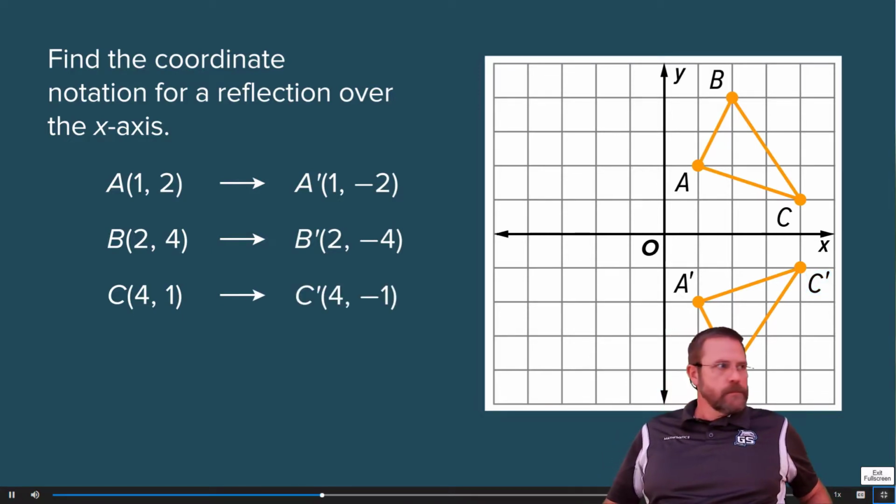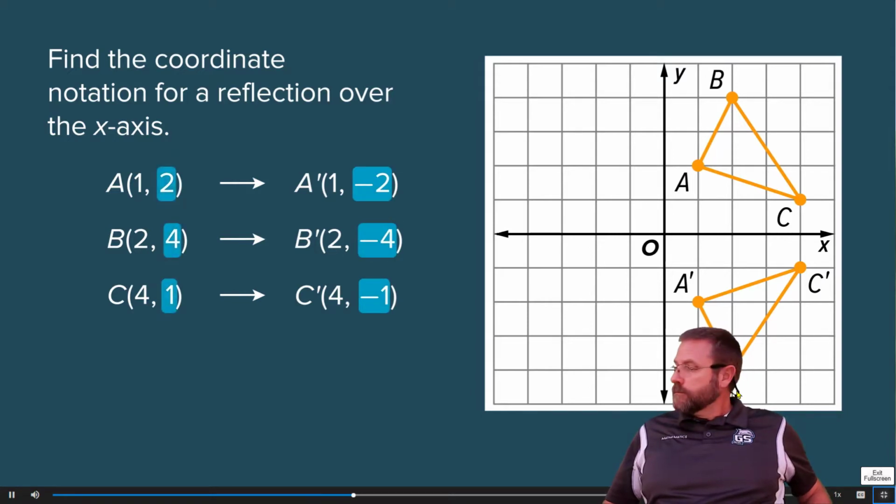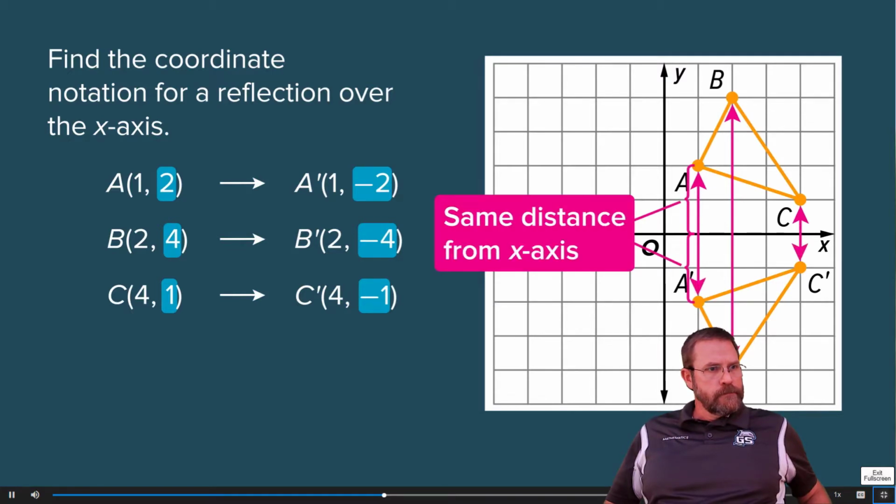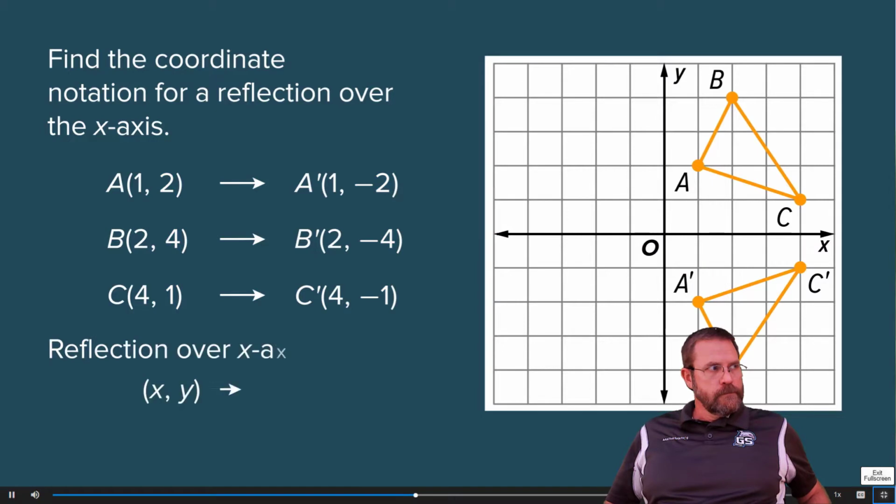Notice that the y-coordinates of the image are the opposite of the y-coordinates of the preimage. This is because the preimage and the image are the same distance from the x-axis. So, the coordinate notation for a reflection over the x-axis shows that the y-coordinates are opposites.